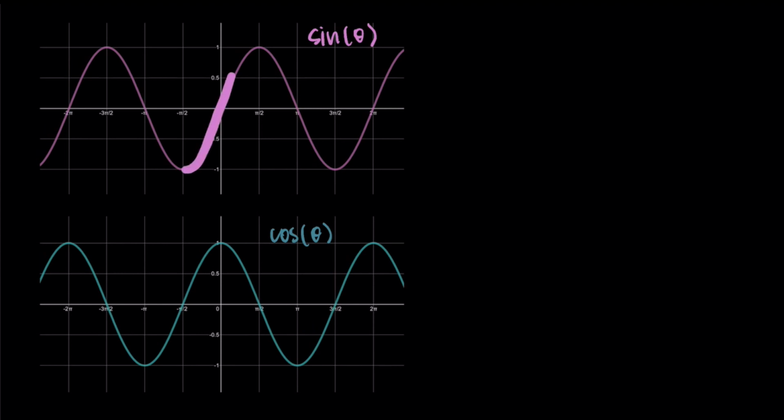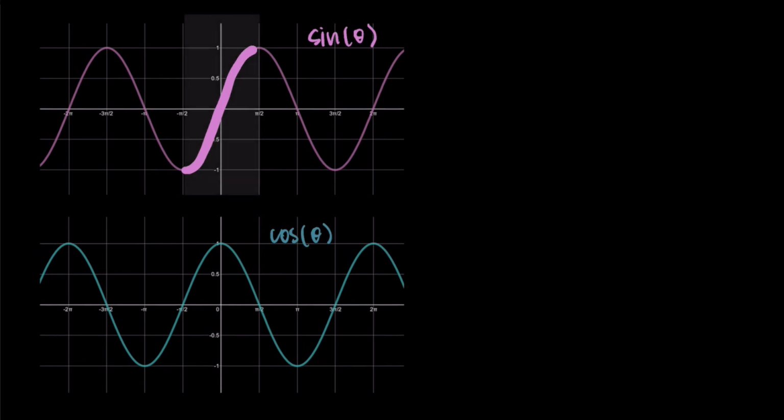What we're going to do is look at just this small portion of the sine graph, from -pi over 2 to pi over 2. If we focus on this little portion, we can see that it does pass the horizontal line test. We're accounting for all of the outputs from -1 to 1 only one time. We're not including the other parts of the graph where those would show up again.